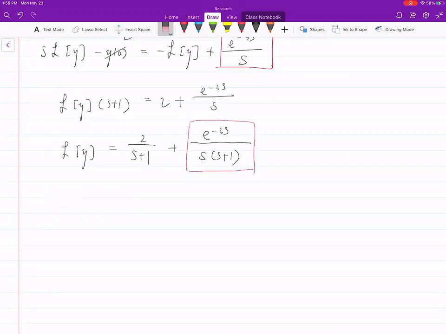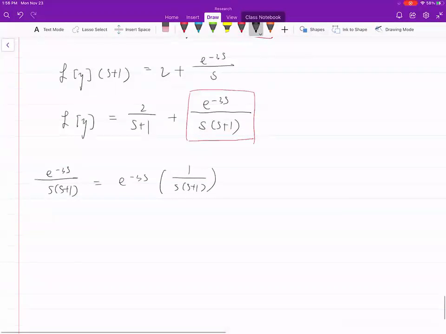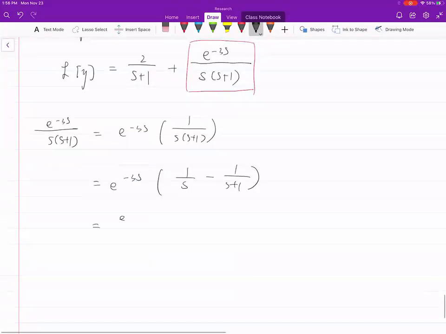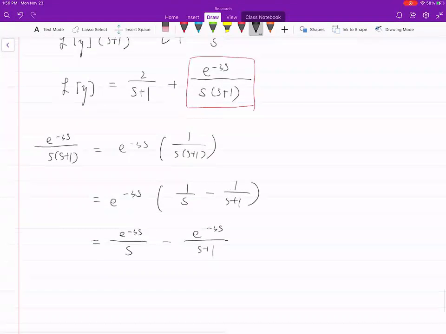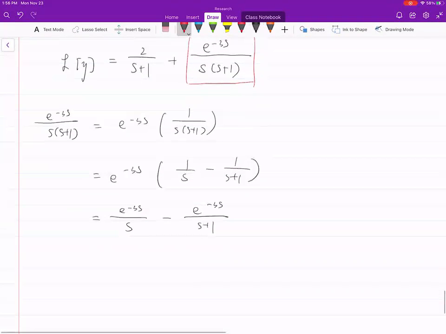Let's see, where is this? We know the first part is good. Okay. Let's do partial fractions: 1 over s minus 1 over s plus 1, which is e to the negative 3s over s minus e to the negative 3s over s plus 1. Partial fractions still work. Good news.